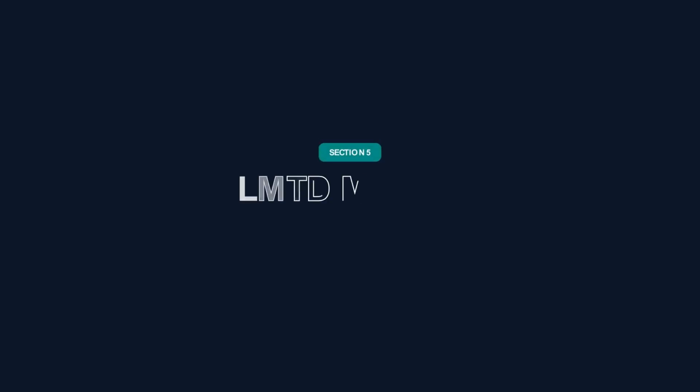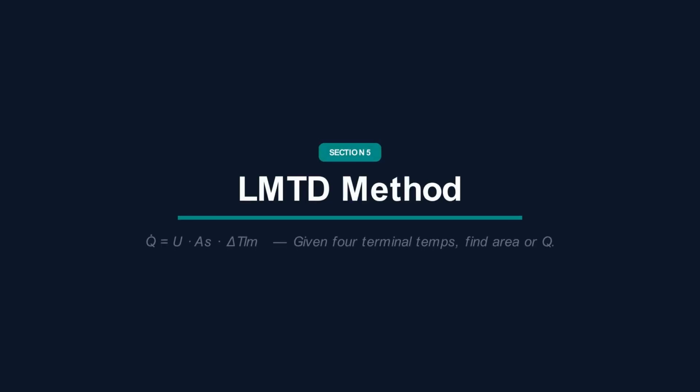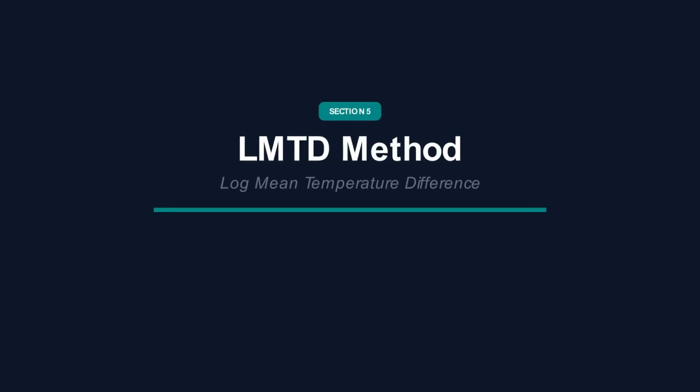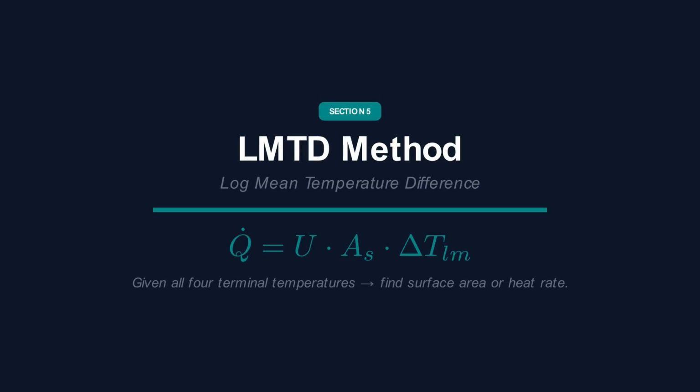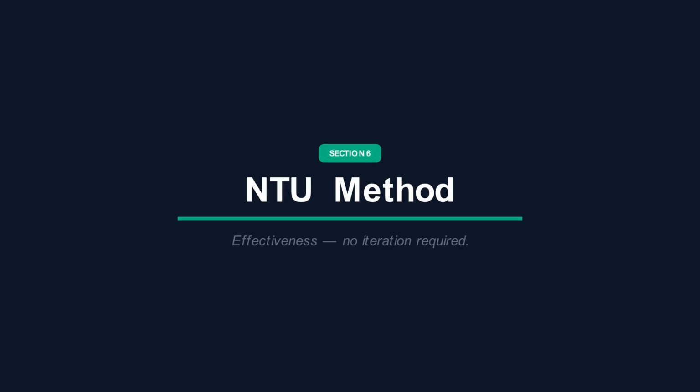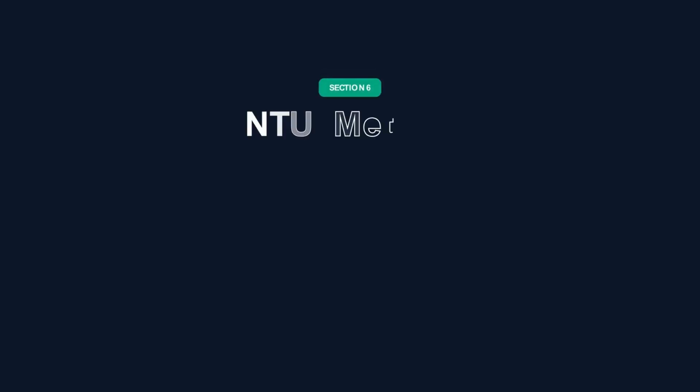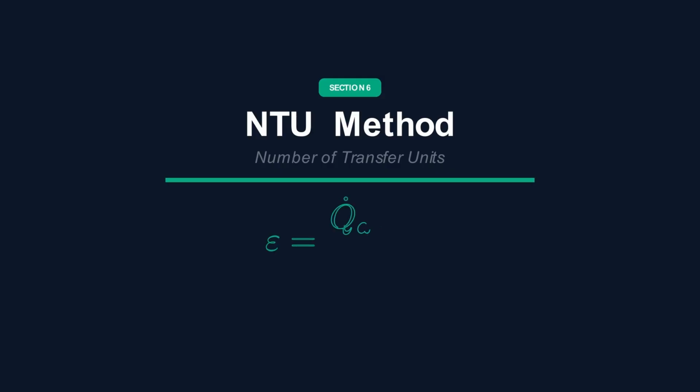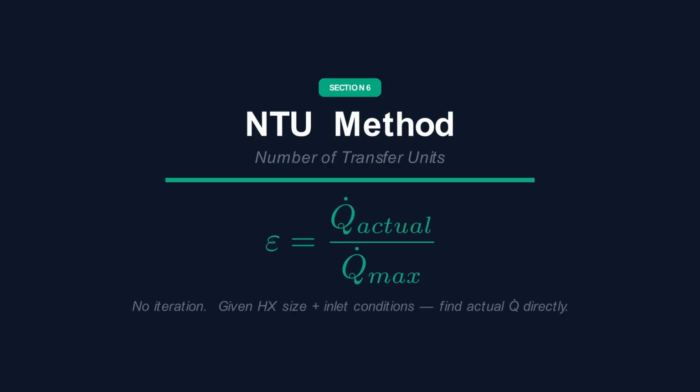The LMTD method tells us, given all 4 terminal temperatures, here is the required surface area, or here is the heat transfer rate. Q dot equals U times A_s times the log mean temperature difference. The NTU method tells us, given the HX size and inlet conditions only, here is the actual heat transfer rate, with no iteration. Effectiveness equals actual divided by maximum possible heat transfer.